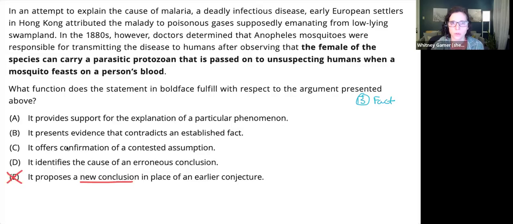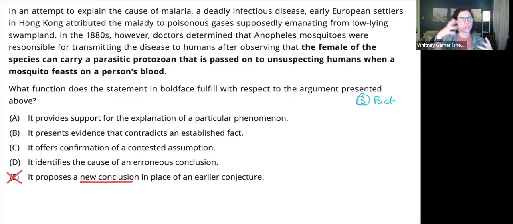It's sort of similar to our structure from the last question. Up front, we've got one belief. In the previous question, it was that Pueblo Bonito was a palace. Here, they attributed the malady, this malaria, to poisonous gases coming from the swamp. So people thought that you got malaria from gas. In the 1880s, however, doctors figured out that it actually wasn't gases, it was mosquitoes.